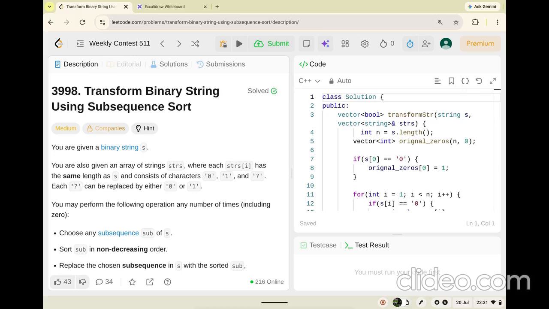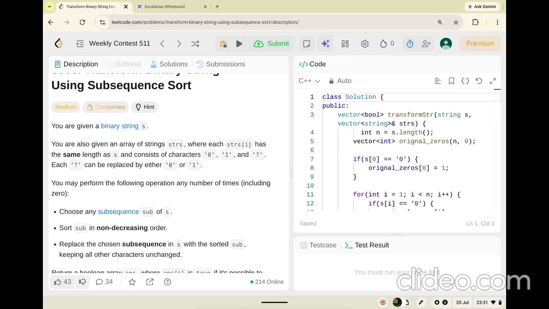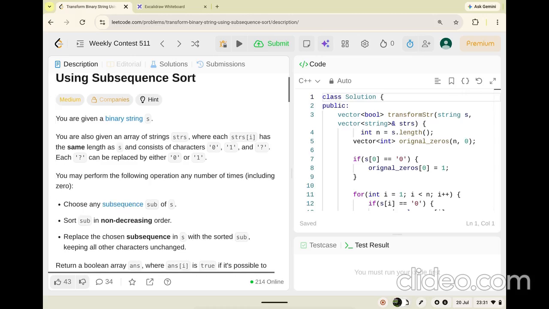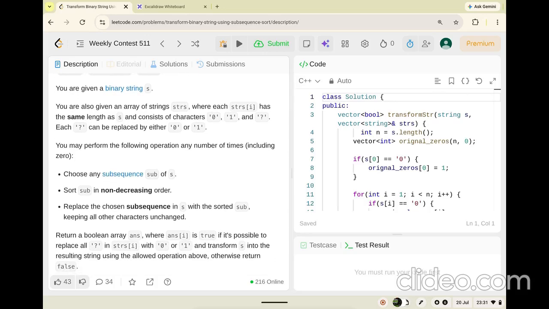So the problem says that you are given a binary string. Binary string means the characters are only 0 or 1s. You are also given an array of strings strs where each strs of I has the same length as s and consists of characters 0 and 1 and a question mark, where a question mark can be replaced either by a 0 or by a 1. Now you may perform the following operation any number of times. You can choose a subsequence of s and sort the subsequence in descending order, and replace the chosen subsequence in s with the sorted subsequence, keeping all the other characters unchanged.